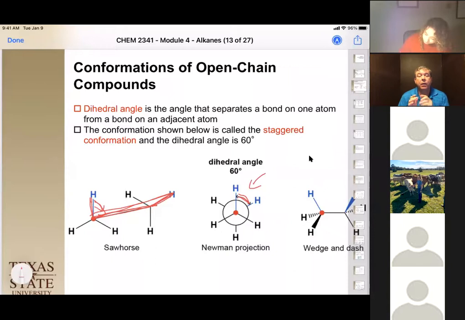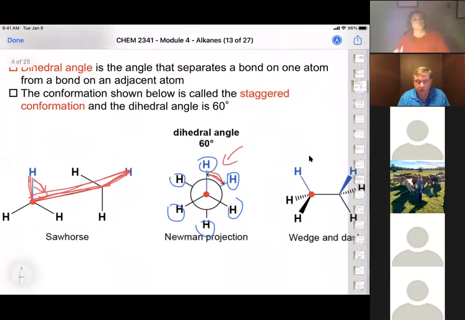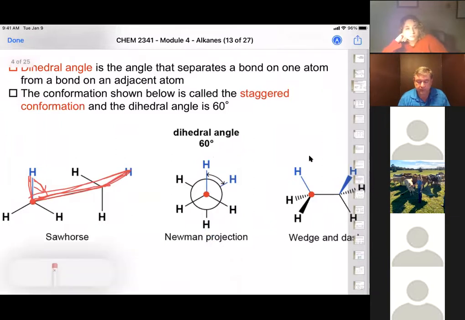Okay, so when we have this conformation, we have what we call the staggered conformation. The reason we call it the staggered conformation is that all of the substituents are evenly spaced around each other. And it turns out this is going to be our lowest energy possibility because nothing is butting up against anything else. Okay, so in our Newman projection, when they're all equally spaced out like a propeller, this is what we call our staggered conformation. And we have a dihedral angle of 60 degrees.